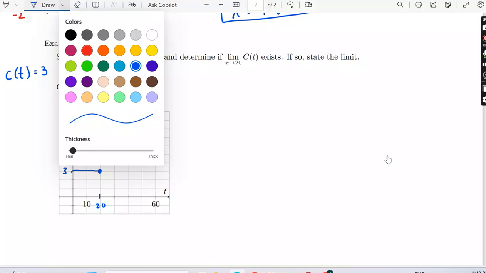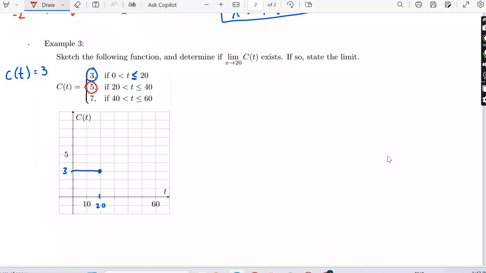Okay, next one, C(t) is equal to 5 when t is bigger than 20, less than or equal to 40. So 20, 30, 40. At 40 it is equal to 5, so that's a closed dot. And at 20, let me double check, it is strictly less than, not equal to, so at 20 this would be an open dot. Okay.